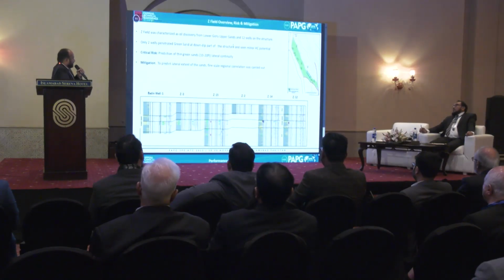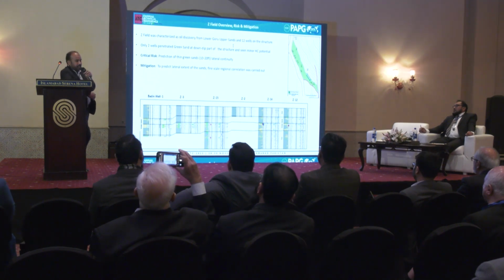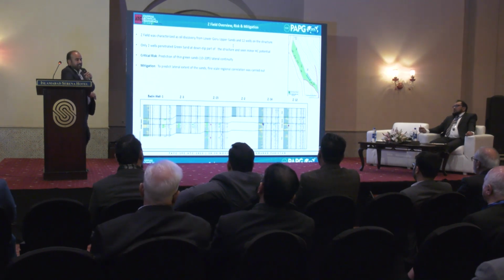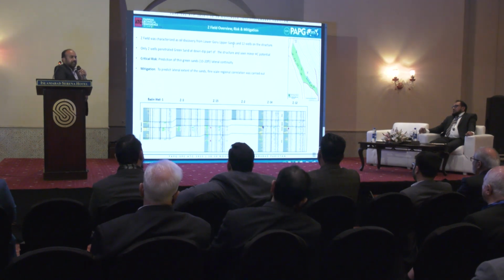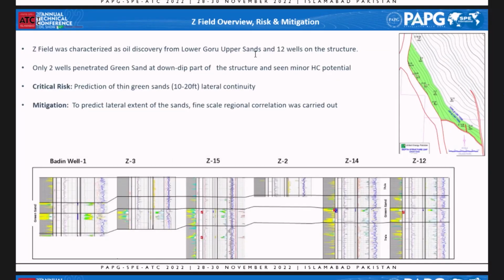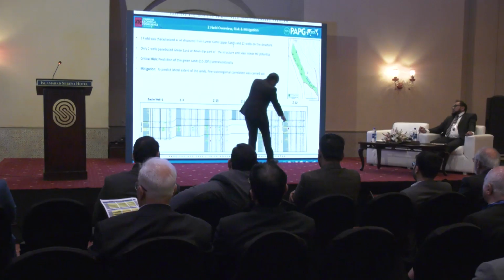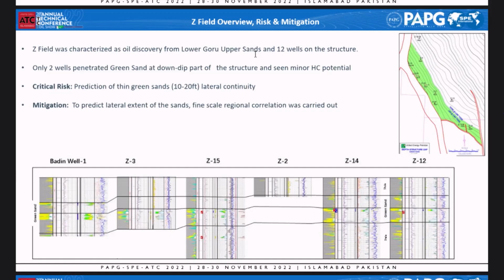So this third field has been added to emphasize the importance of very thin zones, especially in a matured asset, because sometimes these thin zones can have significant potential in the area. In this field we had only one control at the down dip part of the structure, and it has only 8 to 10 feet of sand. The rest of the structure had no penetration, but the challenge was how we could mitigate the lateral continuity or reduce that risk.